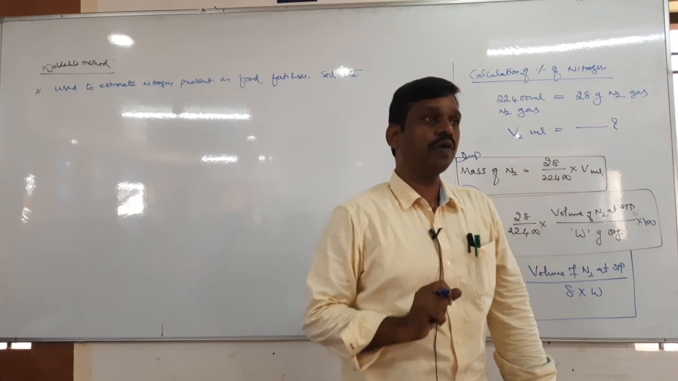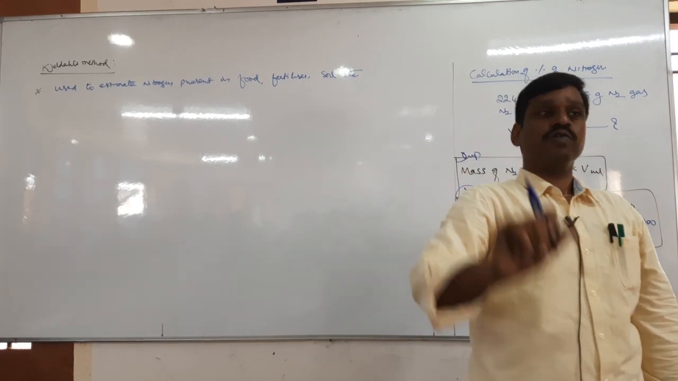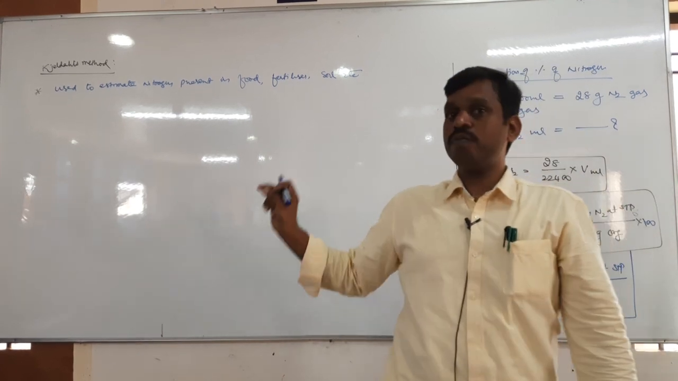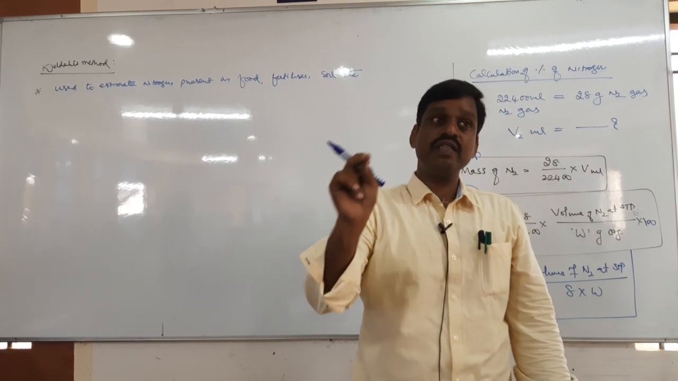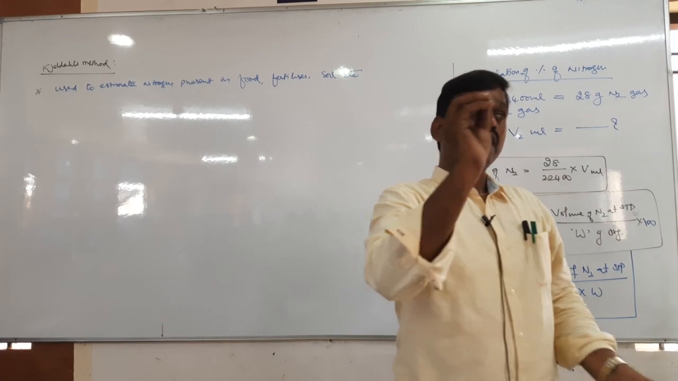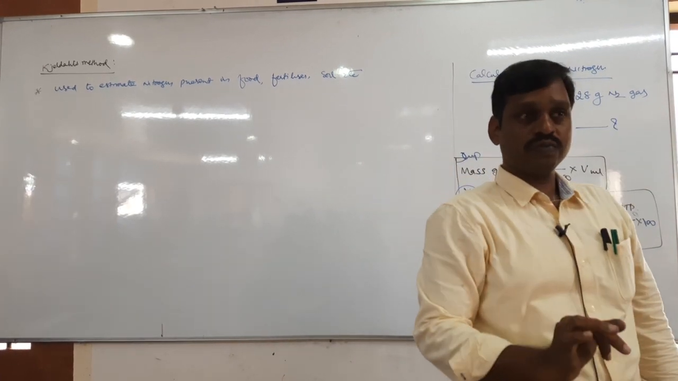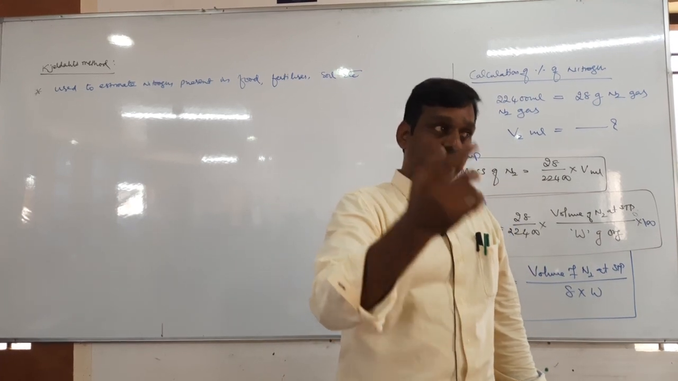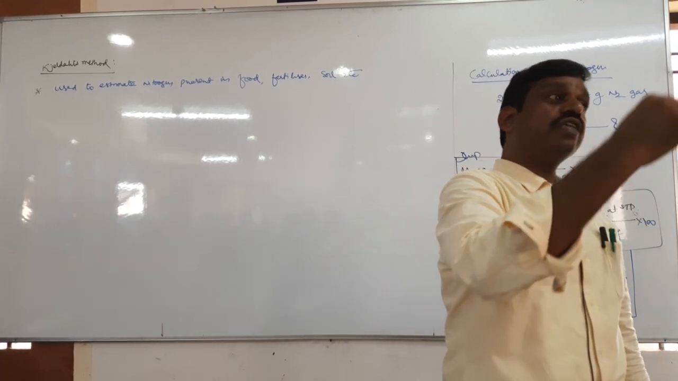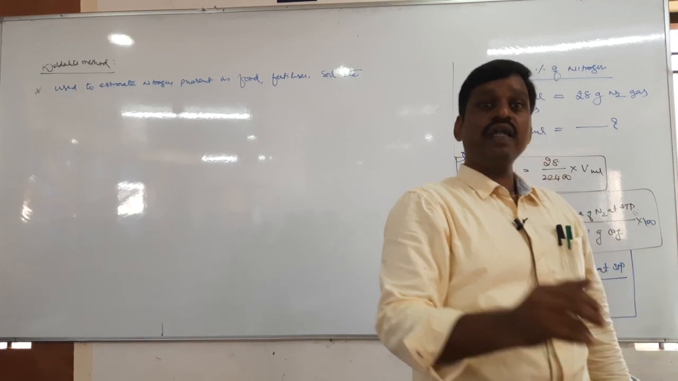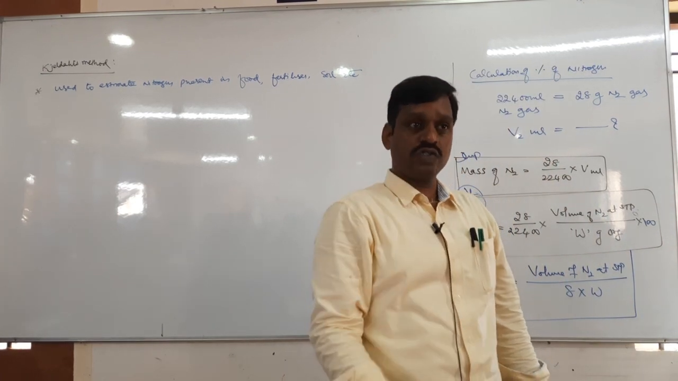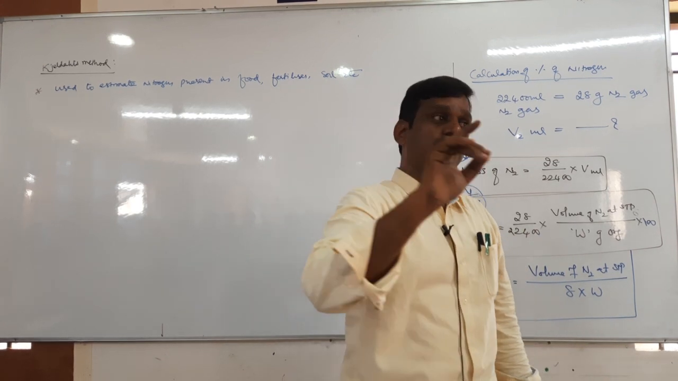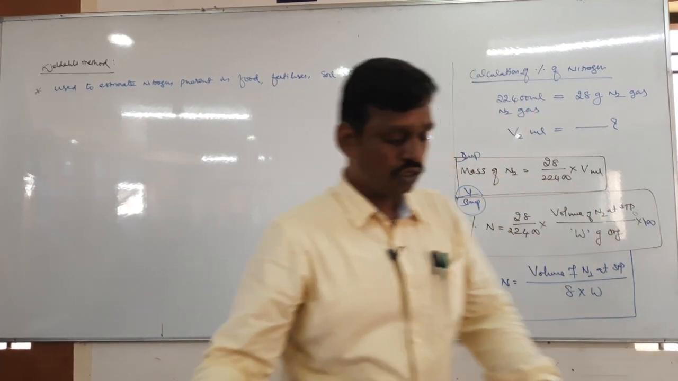Next, one more important point, where this method cannot be used. See, one important point: this method cannot be used to estimate the nitrogen where nitrogen is present as NO2, NO, even diazonium salt, and even heterocyclic compounds. In these four cases, this method cannot be used. Okay, that is also one important point.